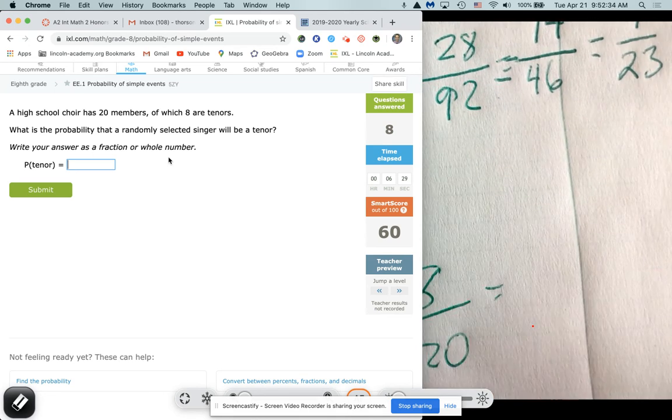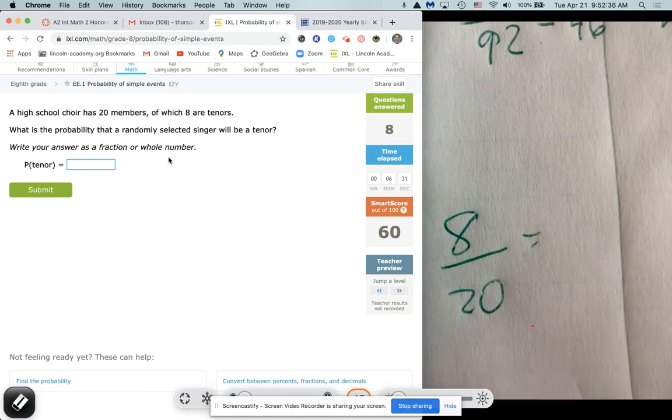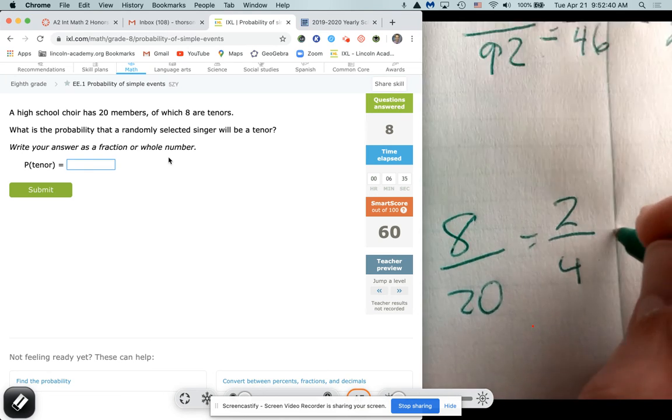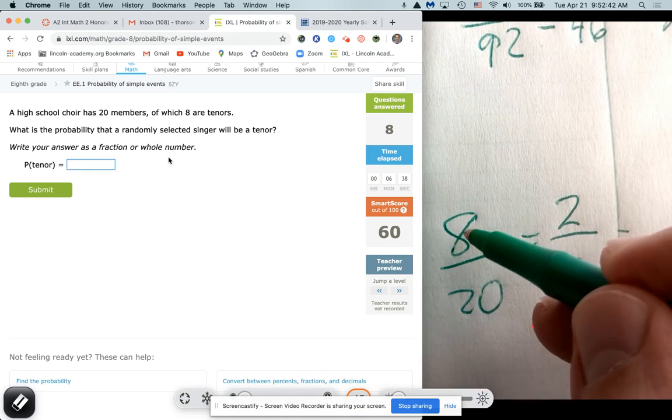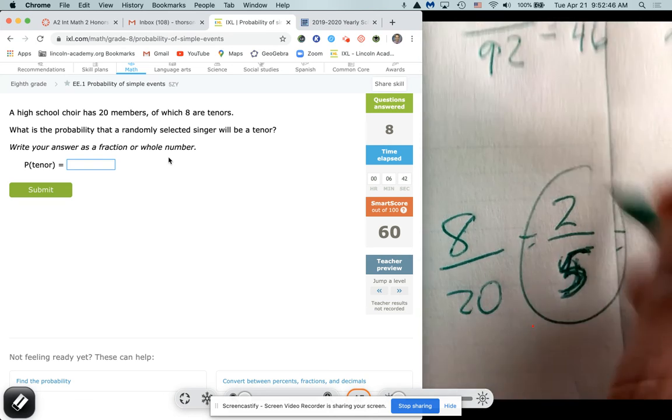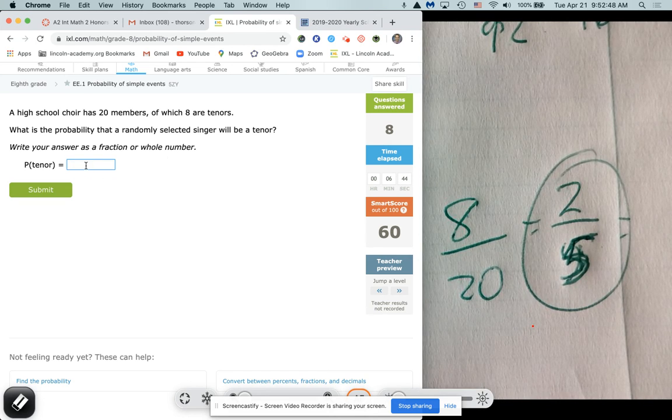And we reduce that fraction. 8 out of 20 reduces to 2 over 4, or wait, that's not right. Divide by 4, 2 over 5. There we go. 2/5 is what it reduces to. So I come over here, type in 2/5.